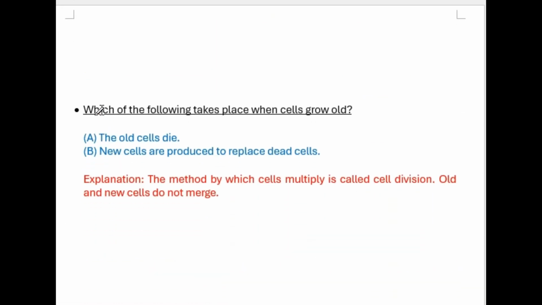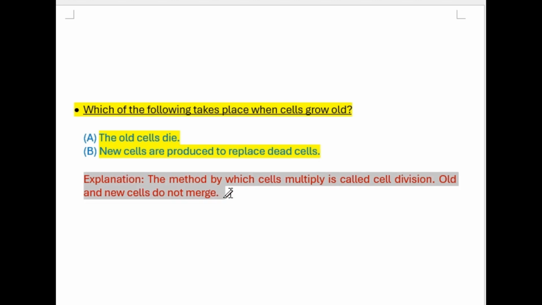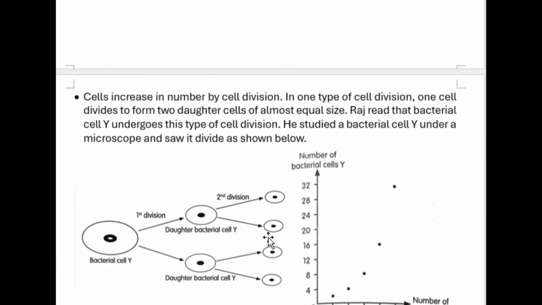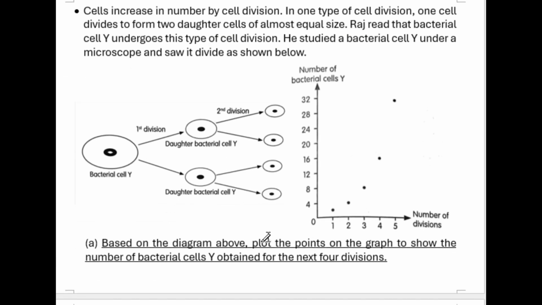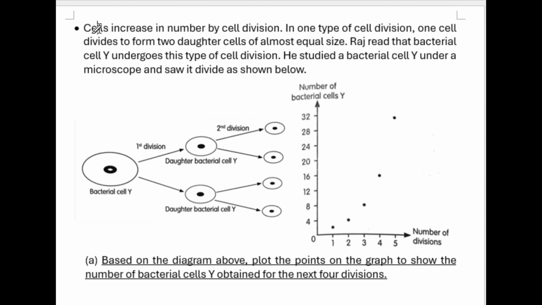Which of the following takes place when cells grow old? A. The old cells die. B. New cells are produced to replace dead cells. Explanation: the method by which cells multiply is called cell division. Old and new cells do not merge. Cells increase in number by cell division.